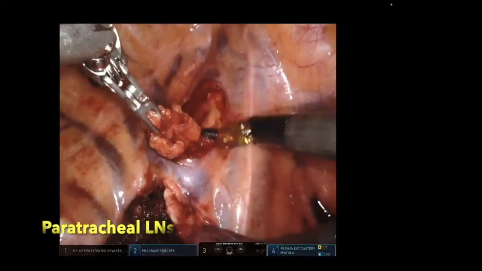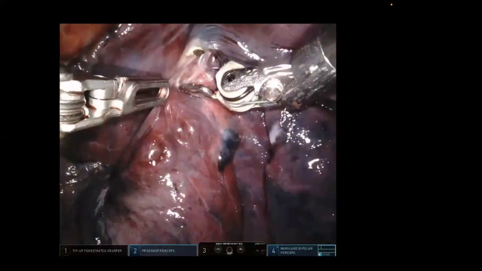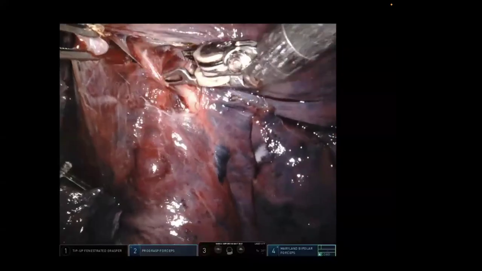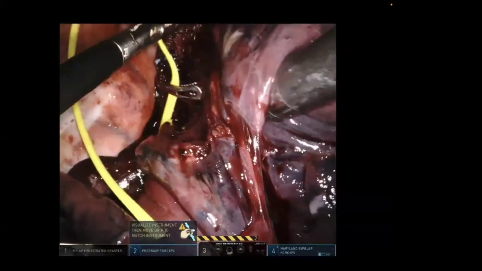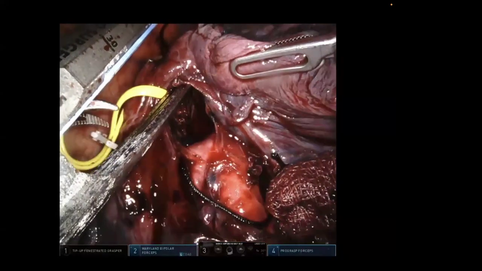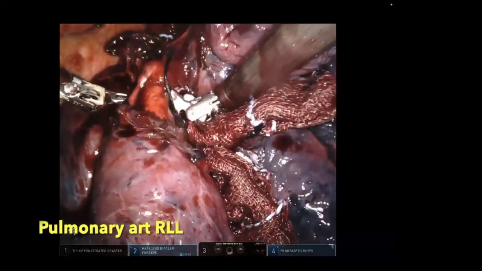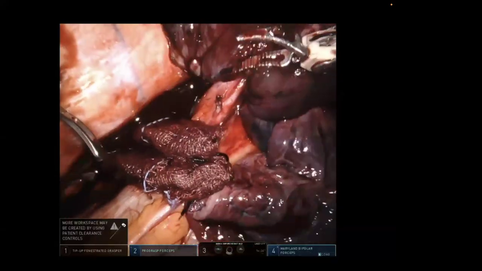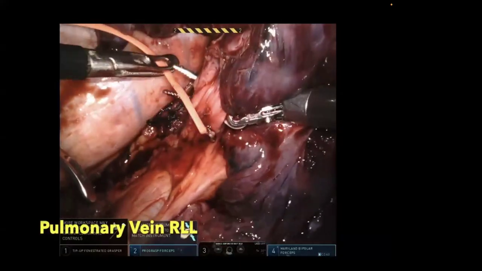This is the right paratracheal lymph node dissection. As you can see, the SVC, phrenic nerve, and the azygos vein. Then we dissect the fissure, and you can see at the base the pulmonary arterial branches are visible. The posterior fissure is then completed with the stapler. The pulmonary artery branches to the right lower lobe are looped and stapled off. The remaining structure is the inferior pulmonary vein, which is also looped and then stapled off.